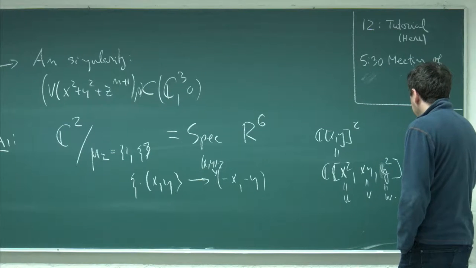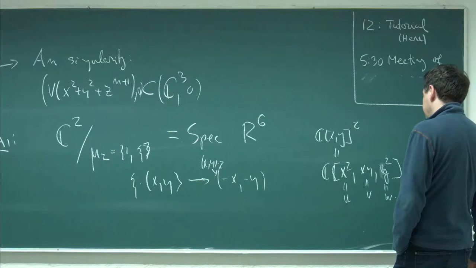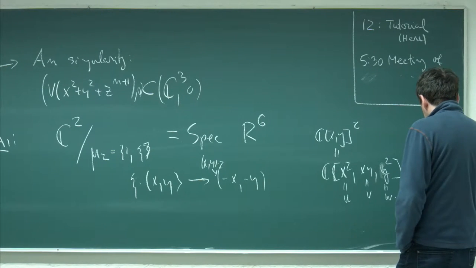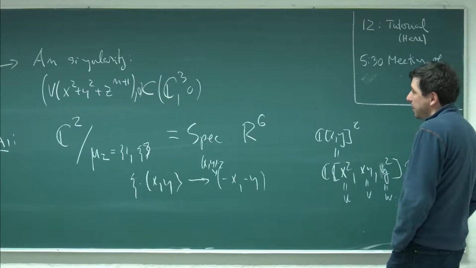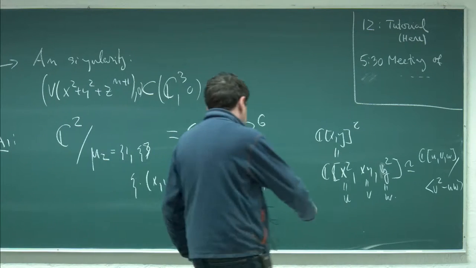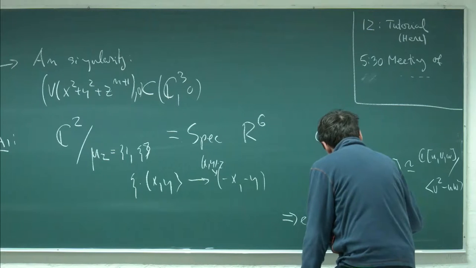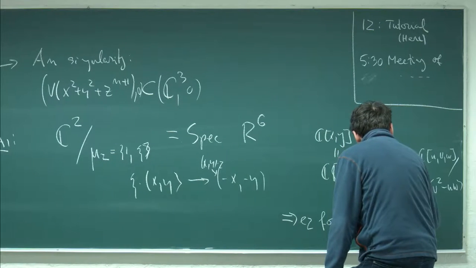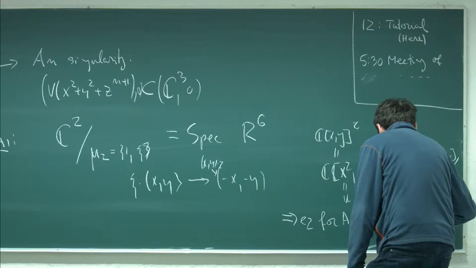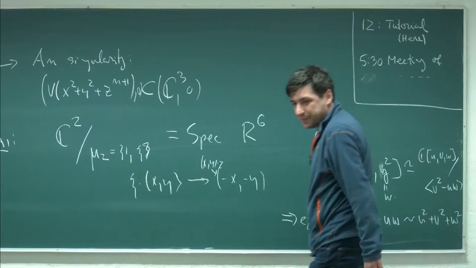So this would be isomorphic with C[u, v, w] modulo the relation v^2 - uw, which gives you exactly the same equation. So this gives you the equation for A1: v^2 - uw, which is equivalent to u^2 + v^2 + w^2.